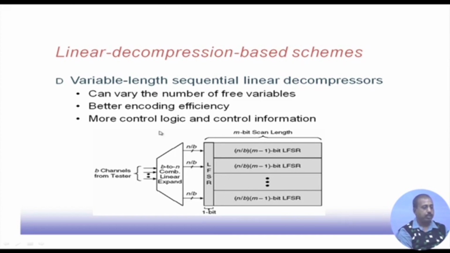by doing this transfer. Encoding efficiency is better, because the structure itself is quite complex and we can have more control logic. More control information will be required, like how we are going to do the expansion, then controlling this LFSR to generate the bits, and these extended LFSRs to generate the extended pattern. That way the control becomes a bit complex.